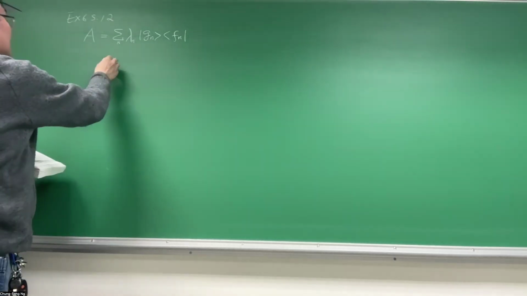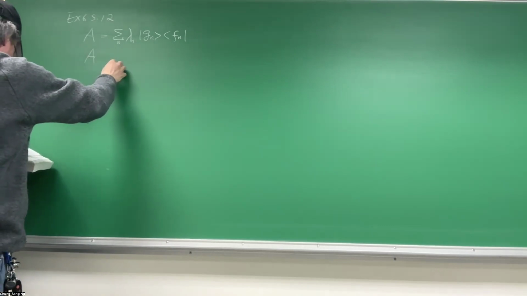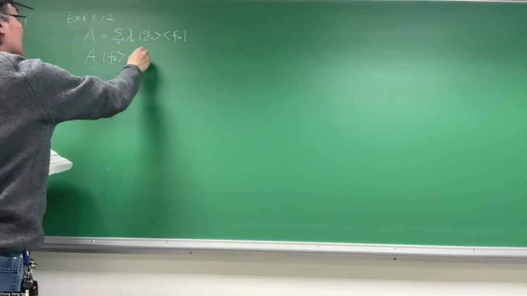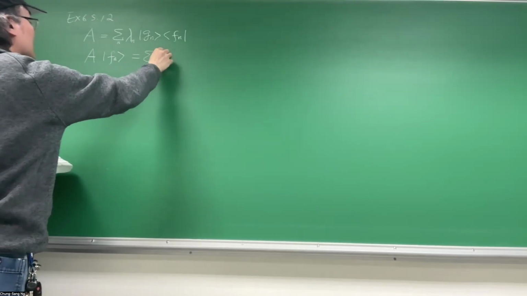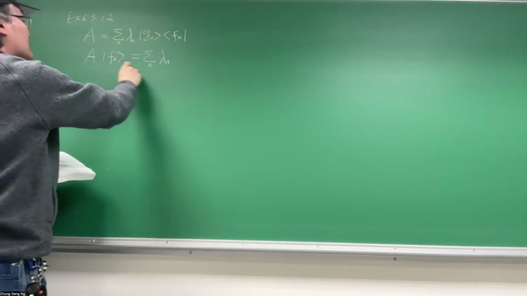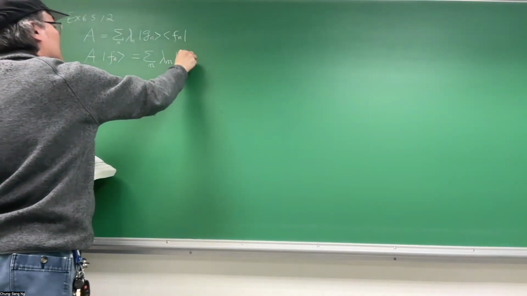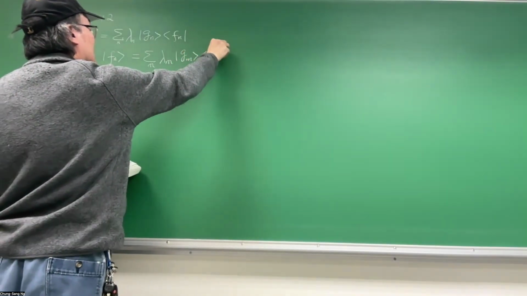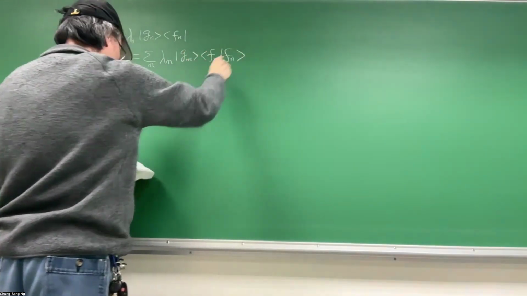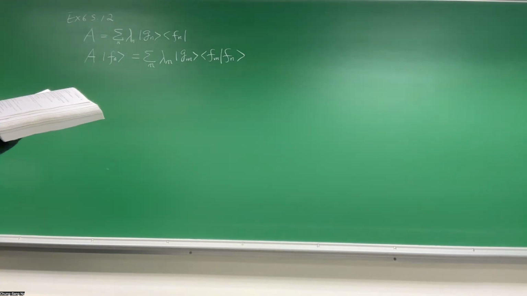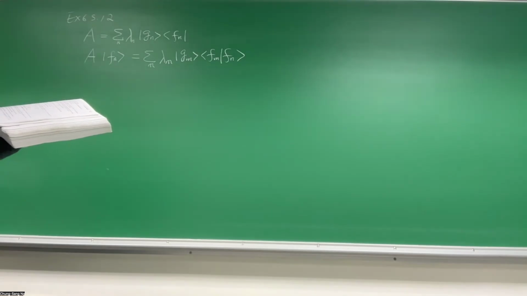If you have A operate on F, then obviously it's n lambda n. Now you already use n, so you use another index and operate on F sub n. Right. I think in the previous exercise you showed that they are orthogonal, but then you can always normalize that.